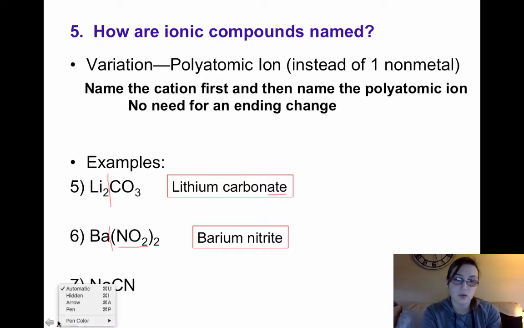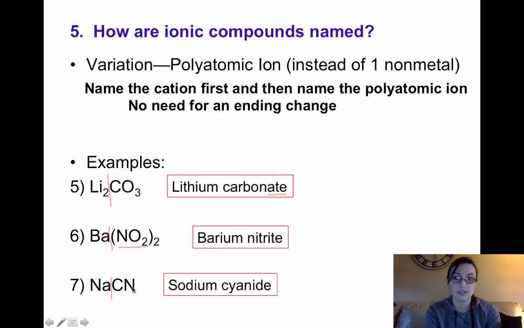And then the last one, NaCN. So just like before, Na is our metal. So that splits down the middle. Notice all of these are polyatomics, many atoms. So CO3, NO2, CN, these are all polyatomics. So Na, sodium. CN, if you look at your polyatomics, is cyanide. So this becomes sodium cyanide. So that's going through and naming ionic compounds.